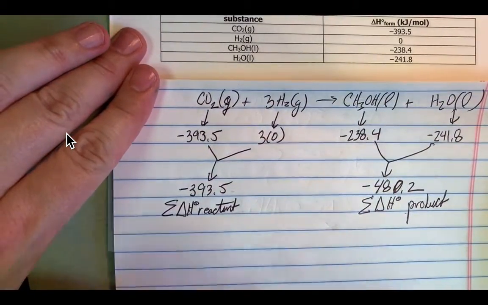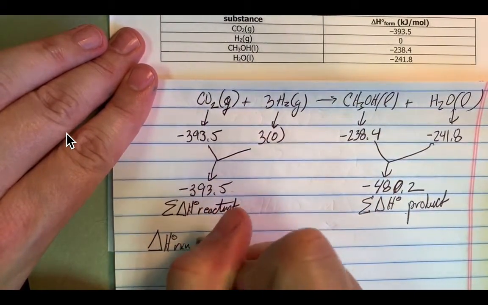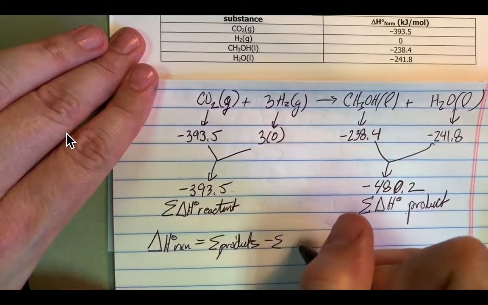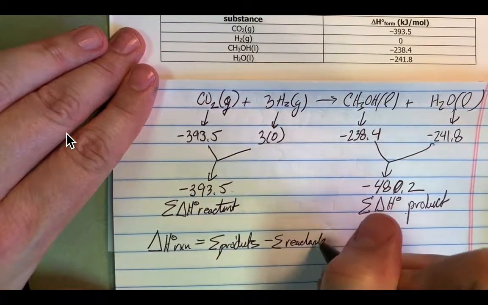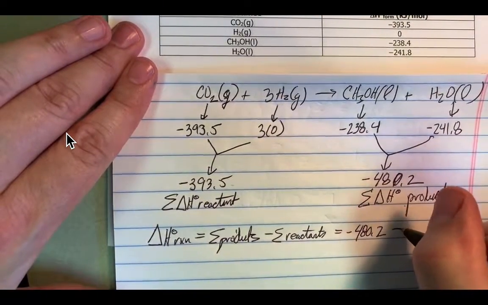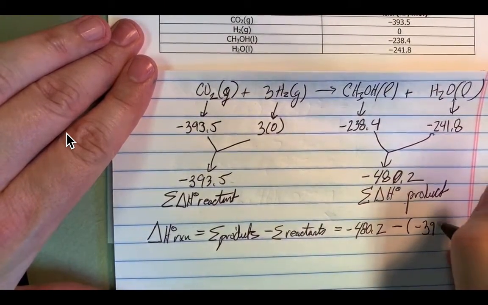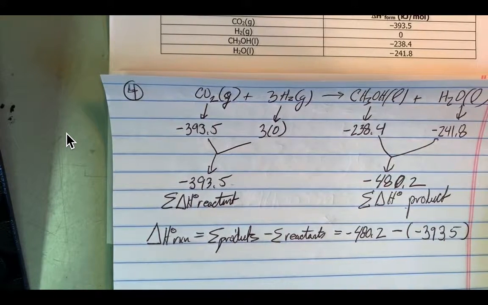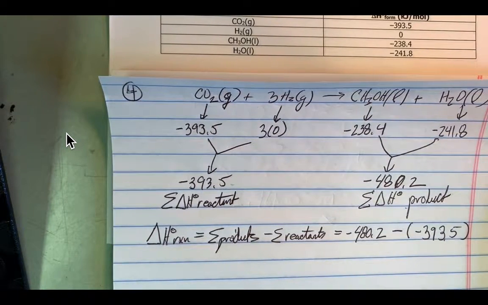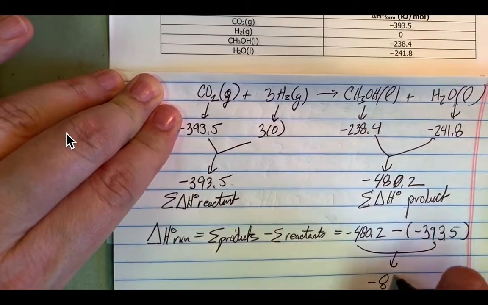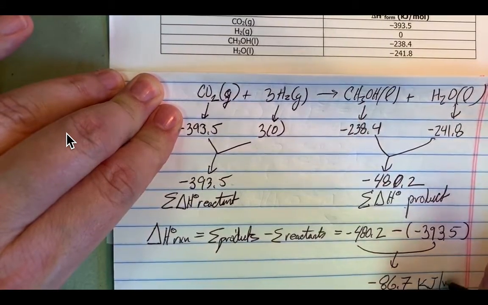So for the reaction we're interested in, delta H naught of reaction is the sum of the product energies minus the sum of the reactant energies. So minus 480.2 minus a minus 393.5. You should know this minus and minus is going to make this last term positive. So minus 480.2 minus a minus 393.5 will give us overall, once we've done this math, minus 86.7 kilojoules per mole.